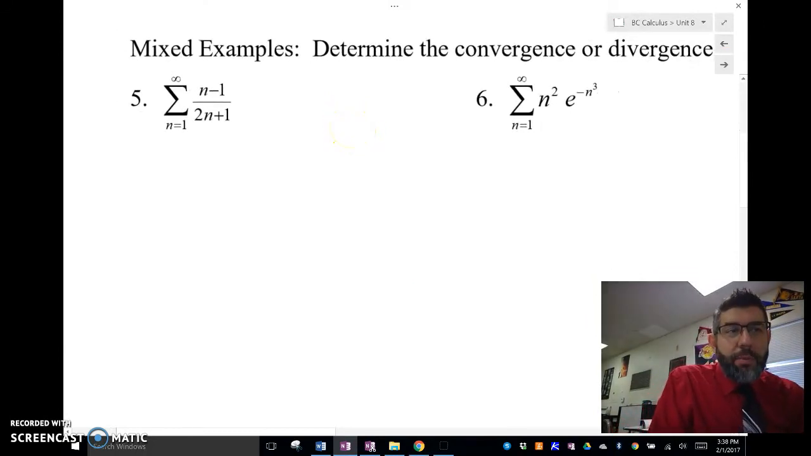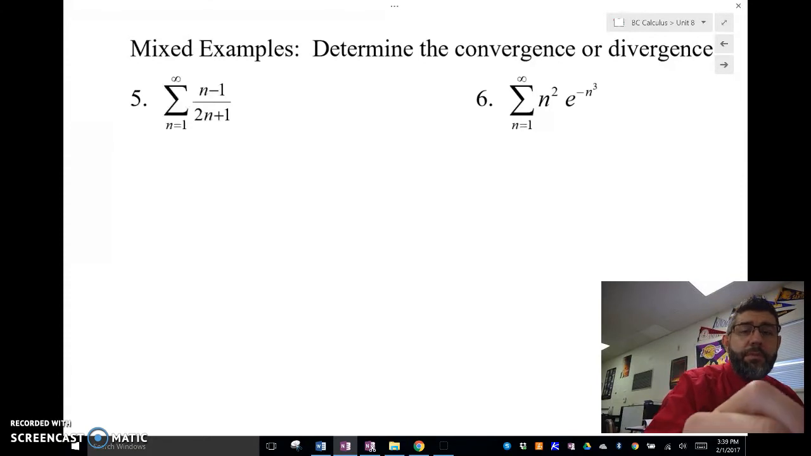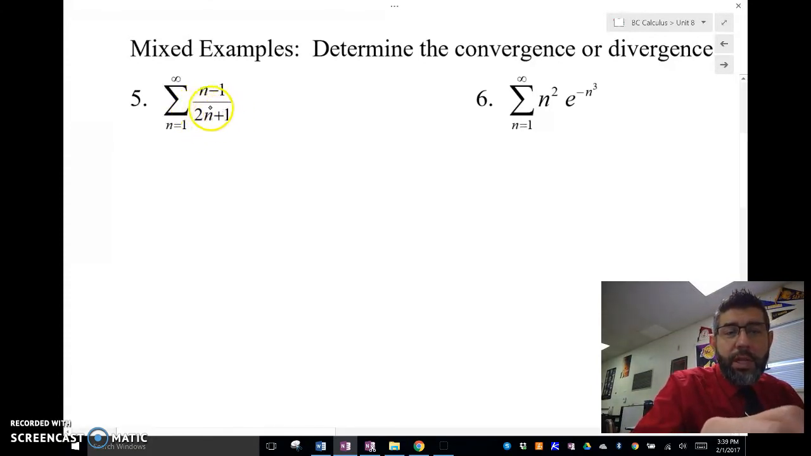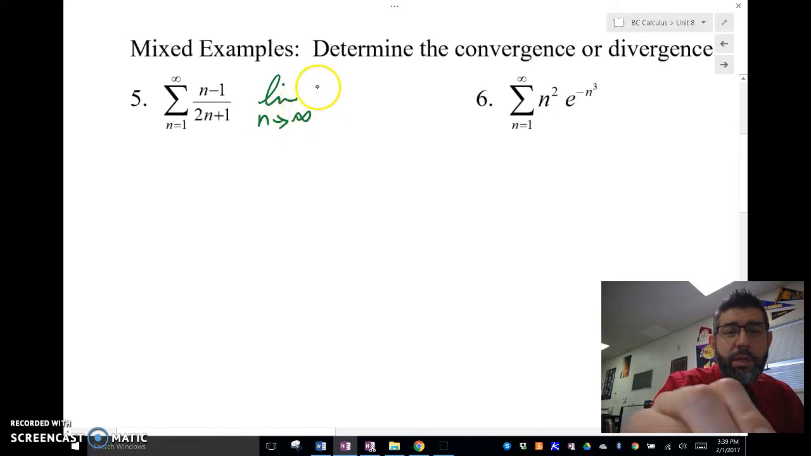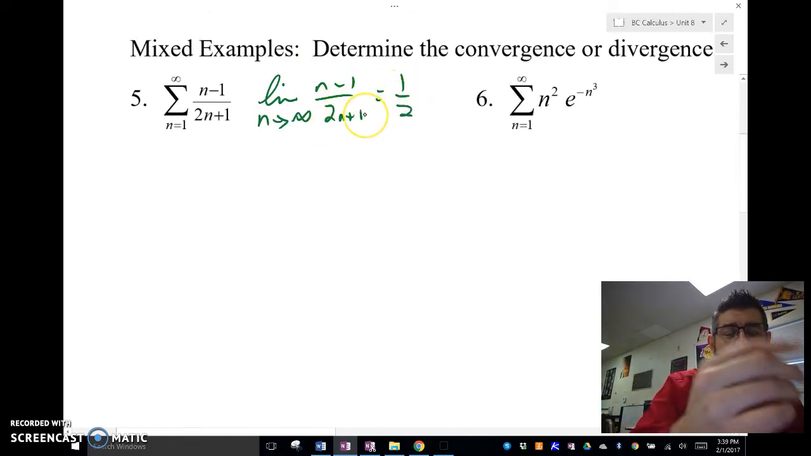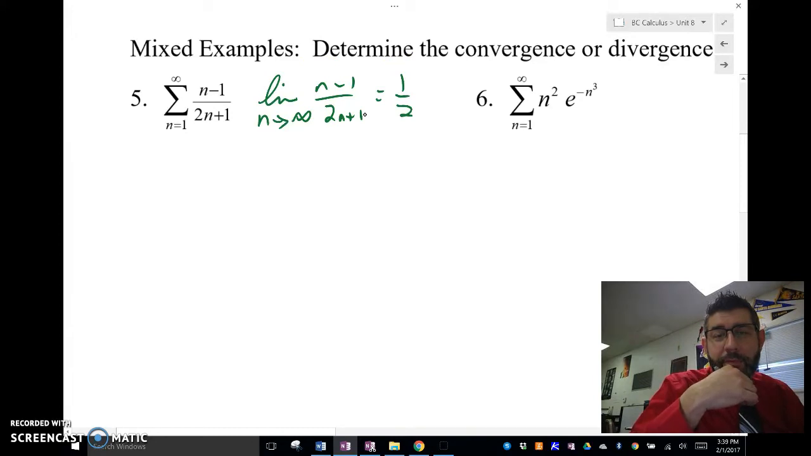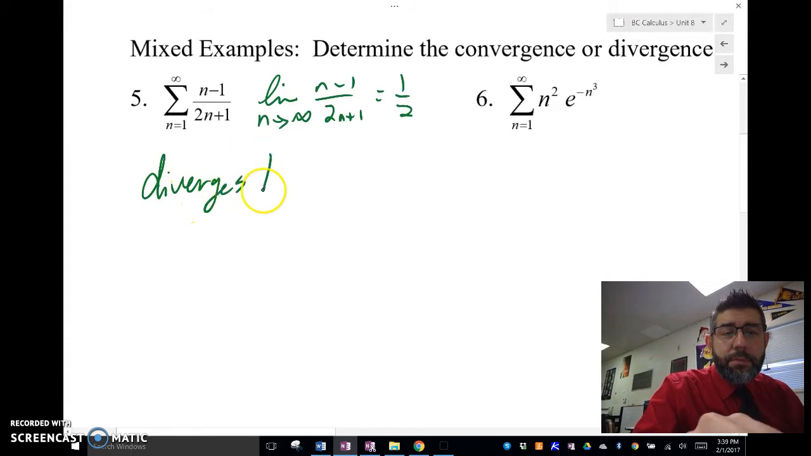So we'll start with example number 5, the series n equals 1 to infinity of (n minus 1) over (2n plus 1). Now notice here that the bottom is getting bigger faster than the top is. However, if I took the limit as n approaches infinity, I have the exact same power on the top as the bottom. So this is going to be 1/2, right? Horizontal asymptote, right? 1/2. So since it equals 1/2, this diverges by the nth term test.